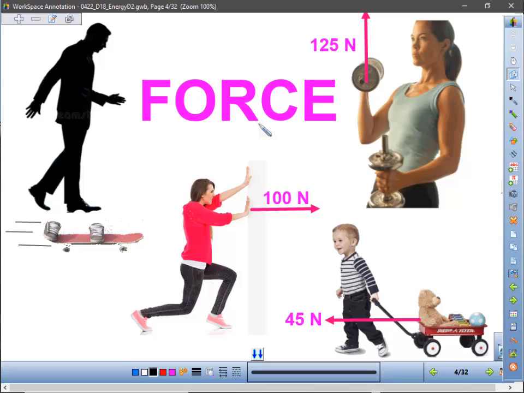In other words, you have to actually be trying to move something with a force, pushing on. So this gal's lifting the weights, 125 newtons of force lifting it. This gal's pushing the wall with 100 newtons of force, and this boy's pulling at 45 newtons of force. This man is not putting any force on the skateboard. The skateboard is just coasting forward by itself, so he's not putting any force on this skateboard.